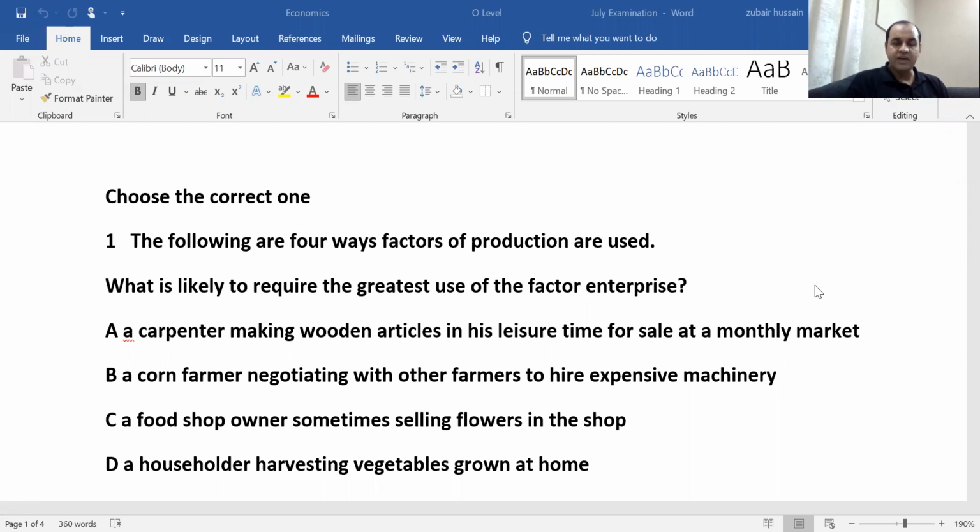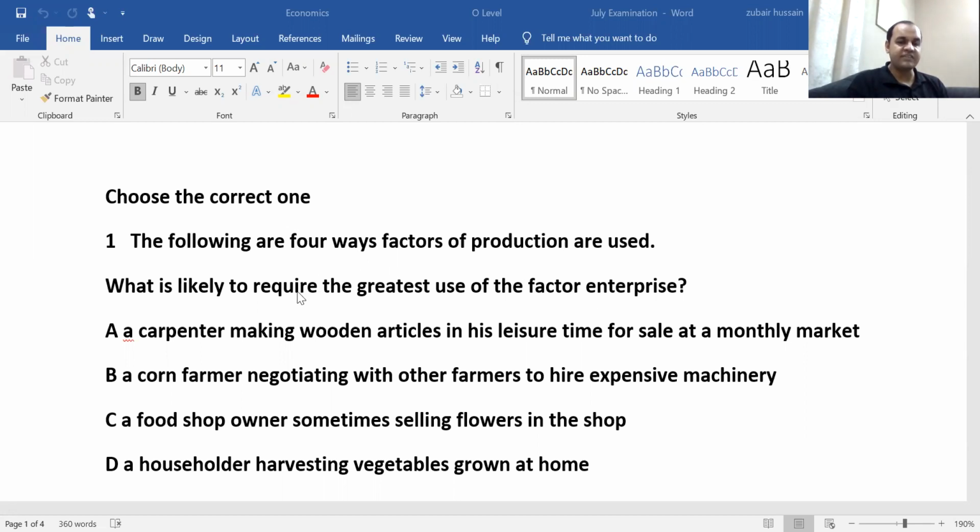Here are some multiple choice questions and the facts and topics which will really help you in tomorrow's O level economics paper. So start from the first one, students. The following are four ways factors of production are used. What is likely to require the greatest use of the factor enterprise?